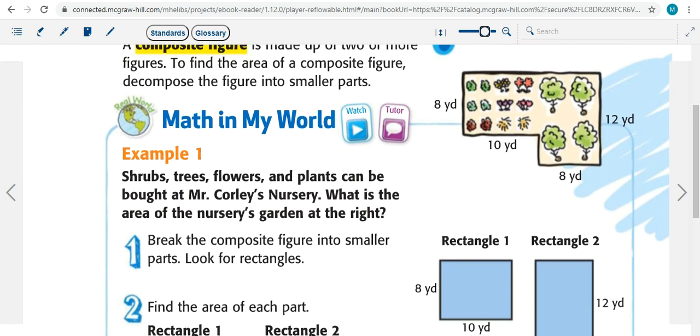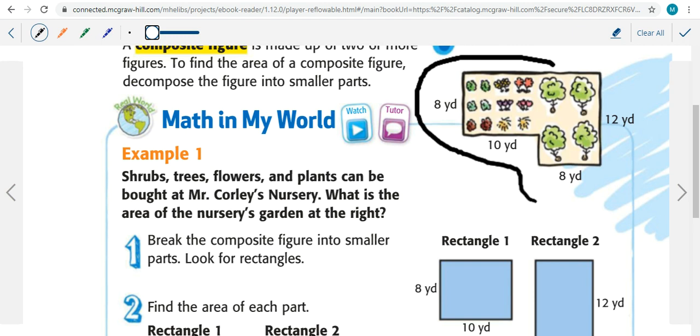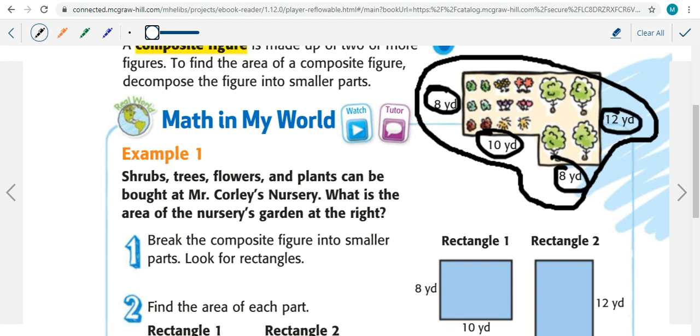Let's see. Shrubs, trees, flowers, and plants can be bought at Mr. Corley's nursery. What is the area of the nursery garden at the right? We are going to find the area of this figure. Can you see that you have different measurements? This figure is a composite figure. Why? Because it's made of two figures.